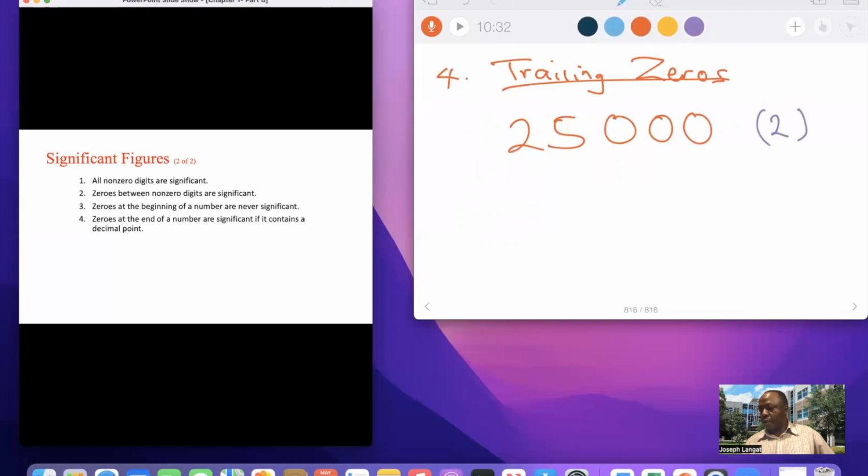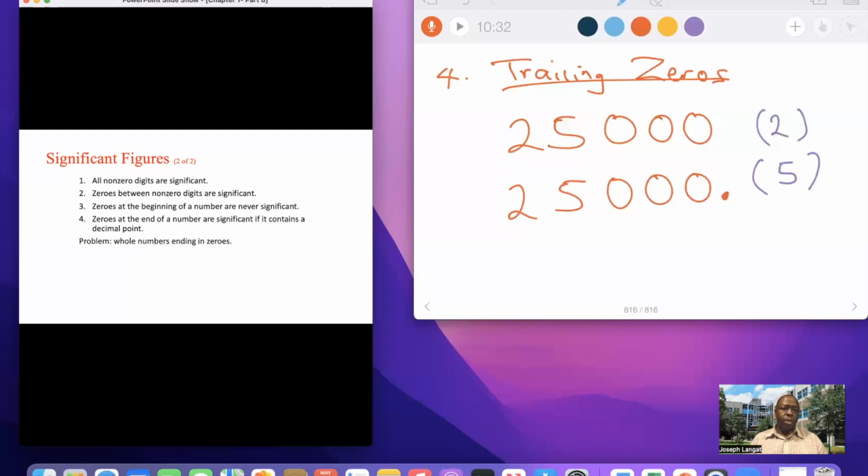But if I have a number such as 25000 with an implied decimal place there, then look, zeros at the end of a number are significant if it contains a decimal. This second number has a decimal place, and this has 5 significant digits. This ambiguity can be taken care of by using scientific notation. It's very easy to count the number of significant digits.